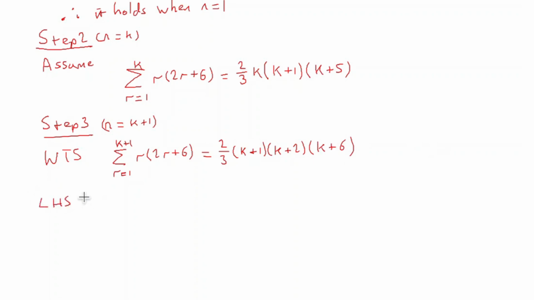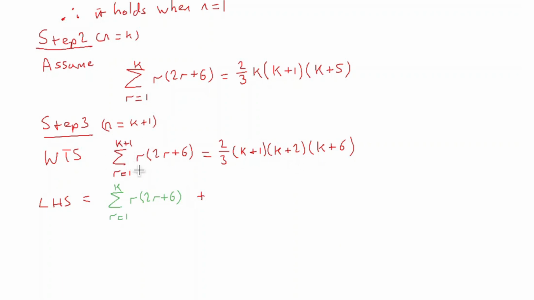So we start with the left-hand side of that, and we're going to use the first trick that we saw in the previous video. And that trick was, if we're taking the sum from 1 up to k plus 1, that's the same as doing the sum from 1 to k of that thing plus the k plus 1th term.